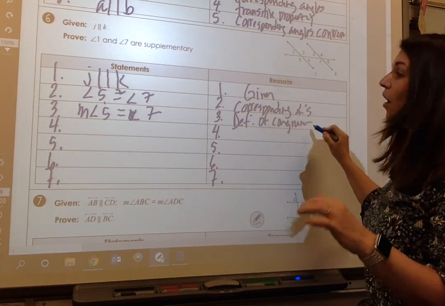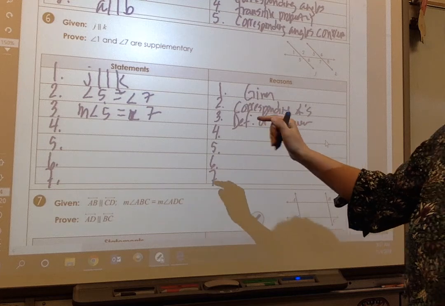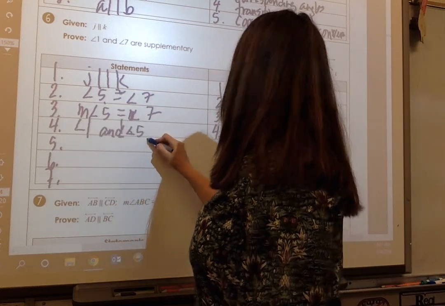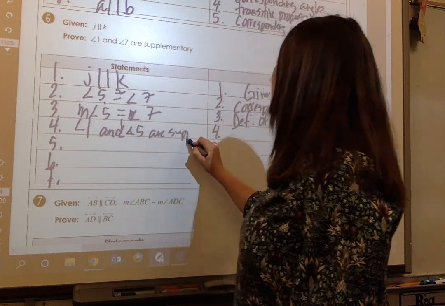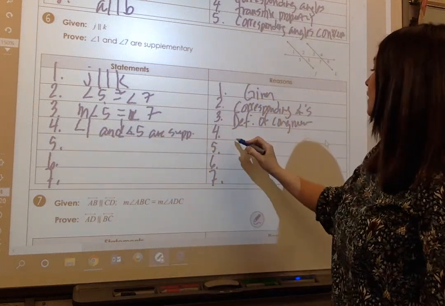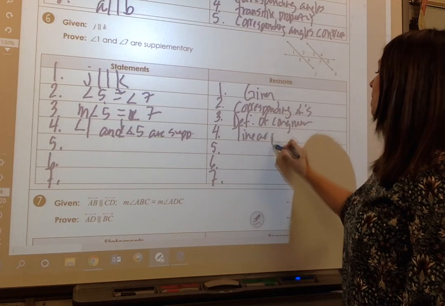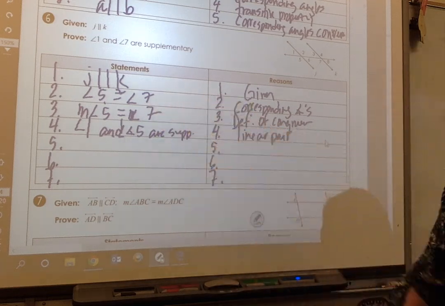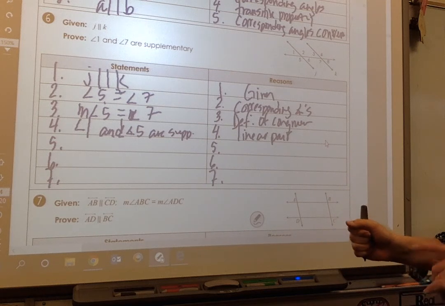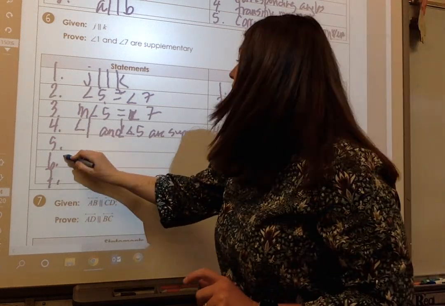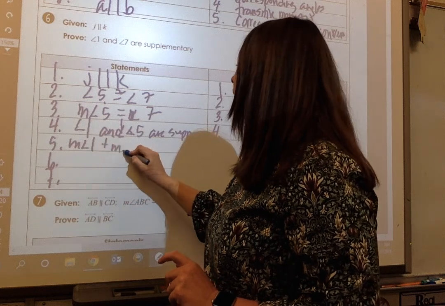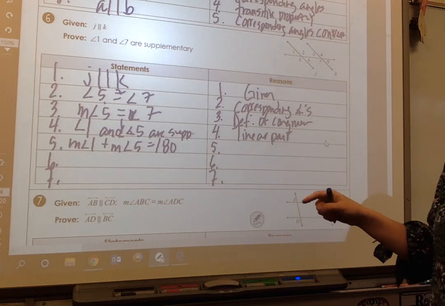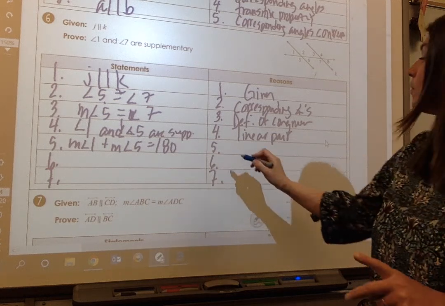because now I can say that angle 1 and angle 5 are supplementary. But I had to take off and get that measurement first, and that's a linear pair. I had to go from congruency to take it down to measurement, where we're not just talking about angles. So now I can say the measurement of angle 1 plus the measurement of angle 5 equals 180 degrees, and that's definition of supplementary angles.